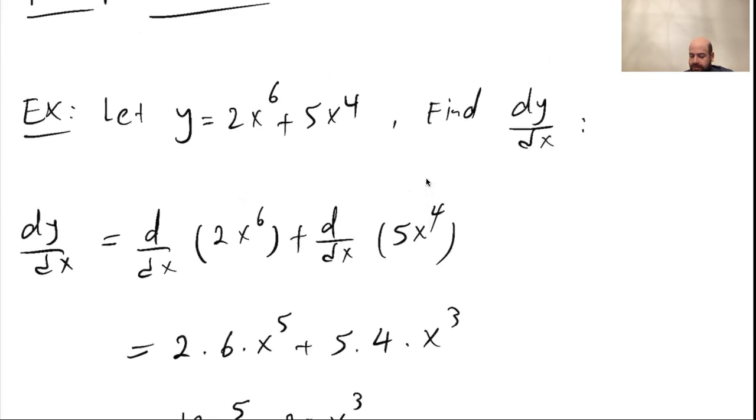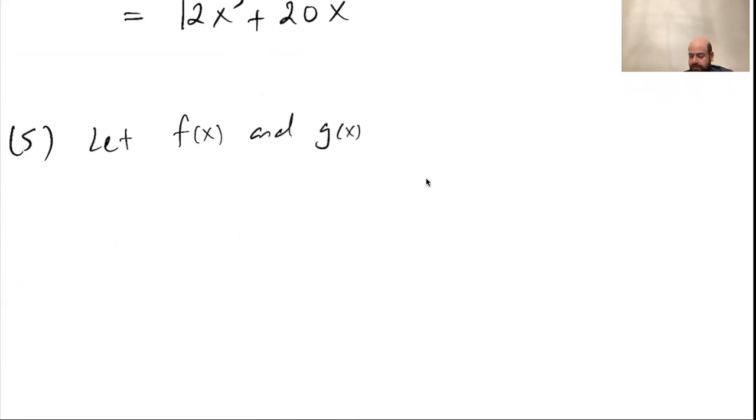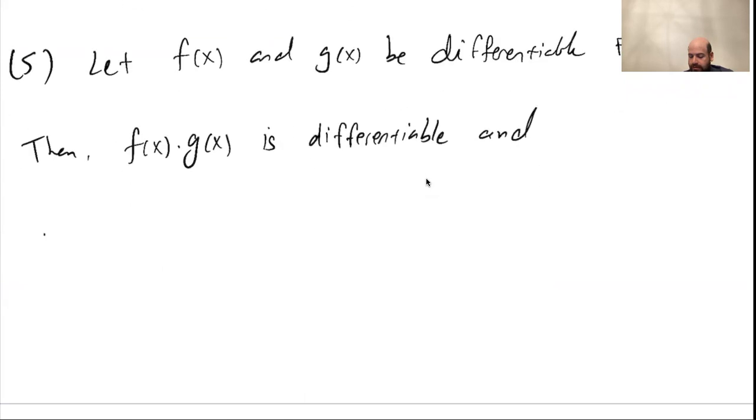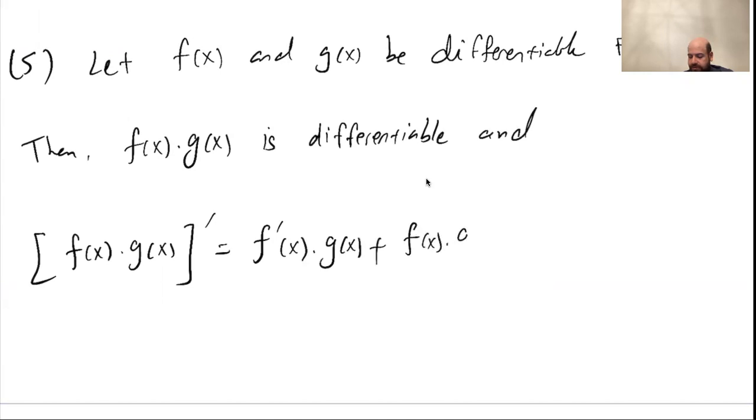Now, another rule, rule number 5. Again, let f of x and g of x be differentiable functions. Then we can say f of x times g of x is differentiable, and the derivative of f of x times g of x can be written as f prime of x times g of x plus f of x times g prime of x. That is the derivative of a product of two functions.